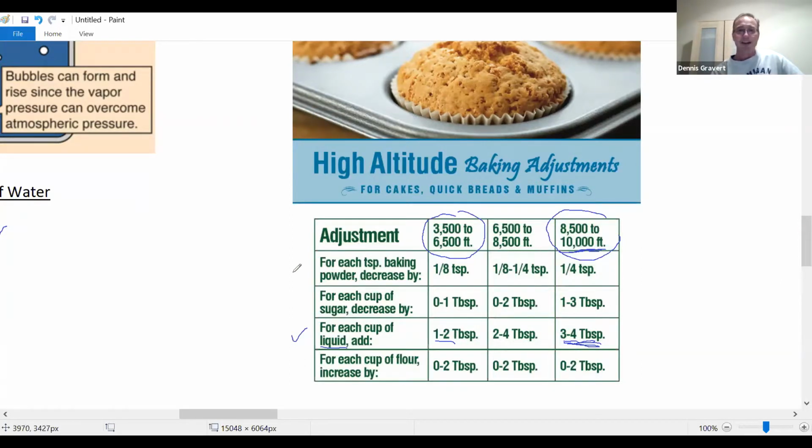How about this top item? For each teaspoon of baking powder, you want to decrease it as you go up in elevation. So use less baking powder.